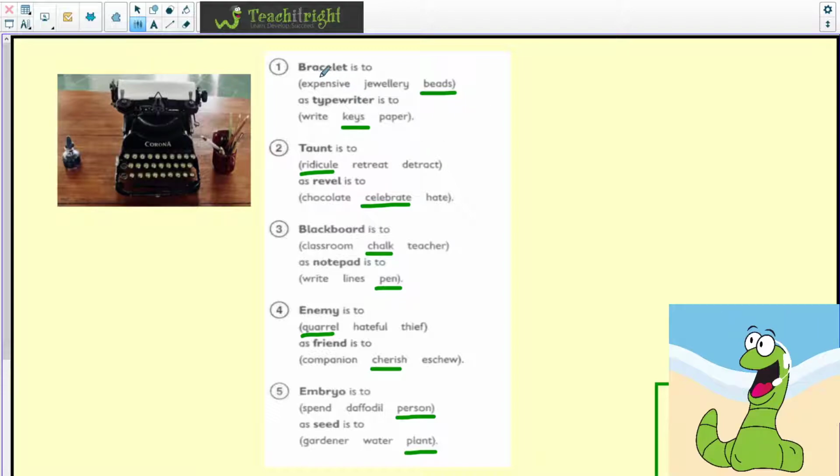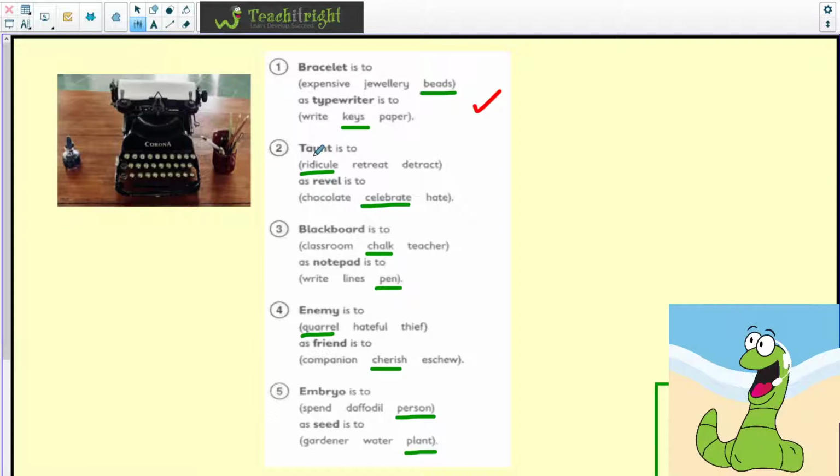So the first bit, bracelet is to beads, because we know beads make up a bracelet, and of course there are keys on a typewriter, and here's a picture of a typewriter. So give that one a tick if you got that right.